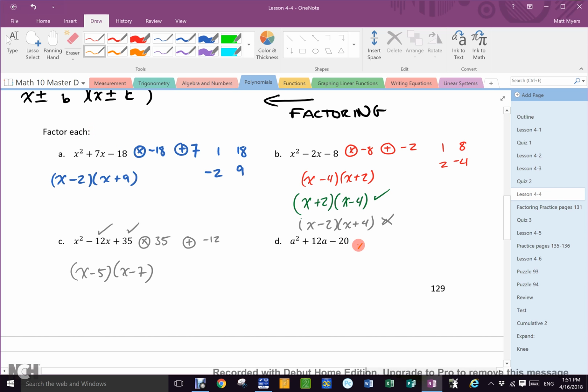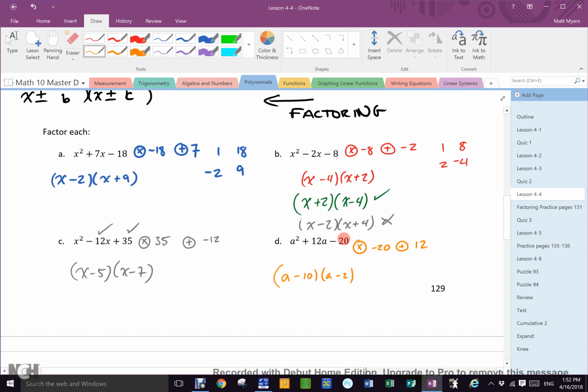So I need to multiply to what? Negative 20 and add to what? 12. Is it 1 and 20? Is it 2 and 10? Will 2 and 10 make 12? Okay. So then it would be A. Since that's negative, it must be negative 10 and negative 2, correct? Right? Check it. Negative 10 plus negative 2 is what? Negative 12. I need positive 12.